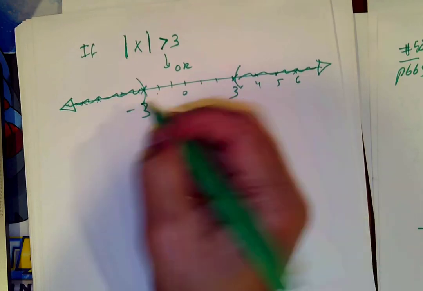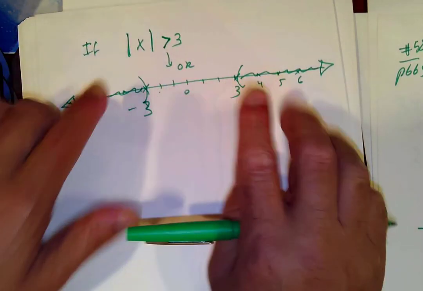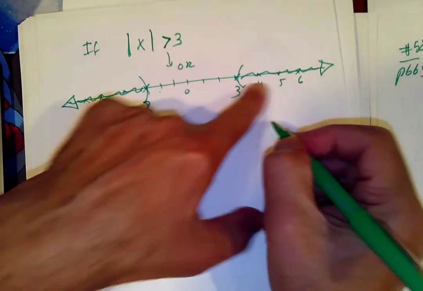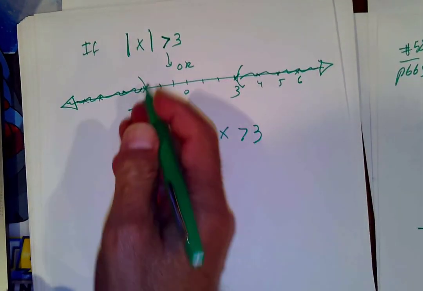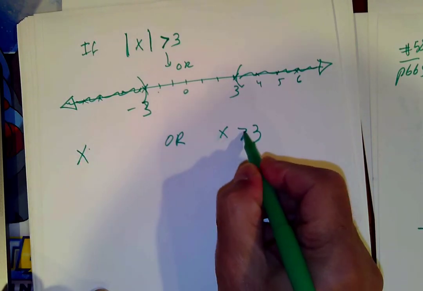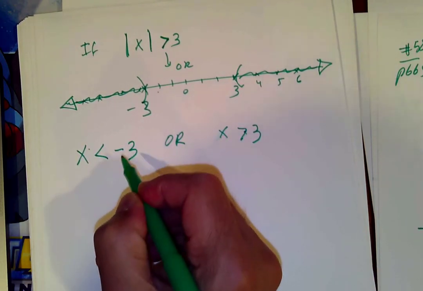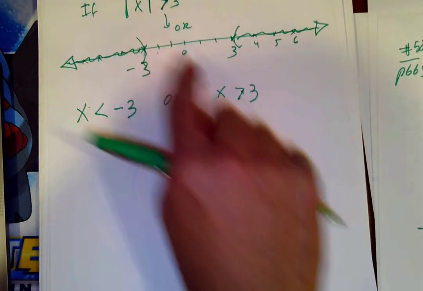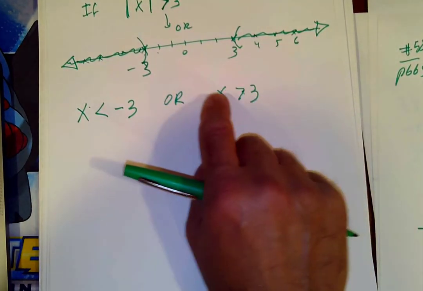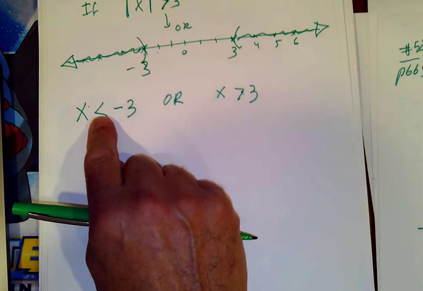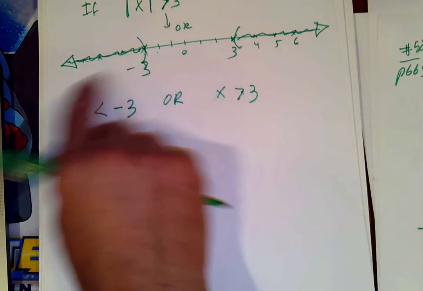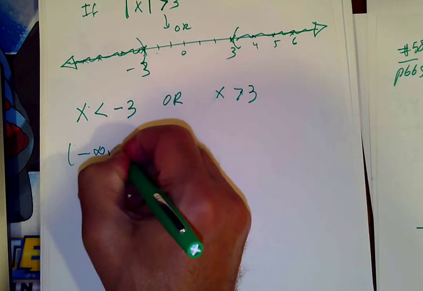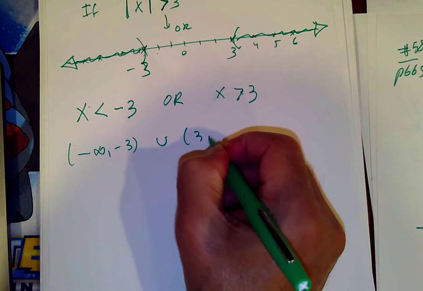You can see why. So to get the or statement, you put an or, and then you drop the absolute value to get this part, x is greater than 3. You flip the inequality and make it negative 3 to get the left part, and that's going to give me negative infinity to negative 3 or 3 to infinity.